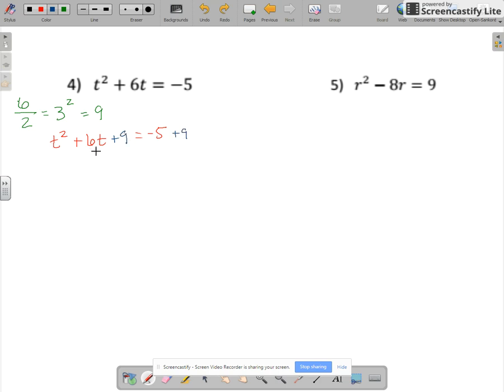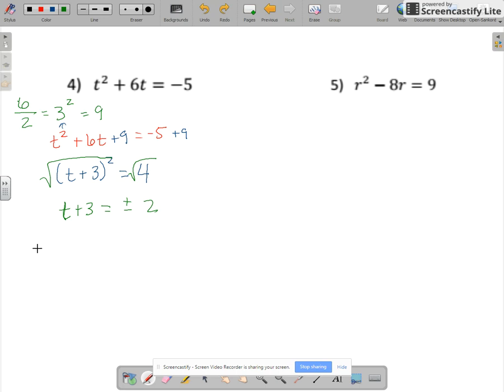Okay, we factor this, and it gives us x, or in this case t, plus, because our sign in the middle is positive, before we squared it was 3, quantity squared, is equal to -5 plus 9 is 4. At this point, we take the square root of both sides. Square root of t plus 3 quantity squared is t plus 3. The square root of 4 is positive or -2.